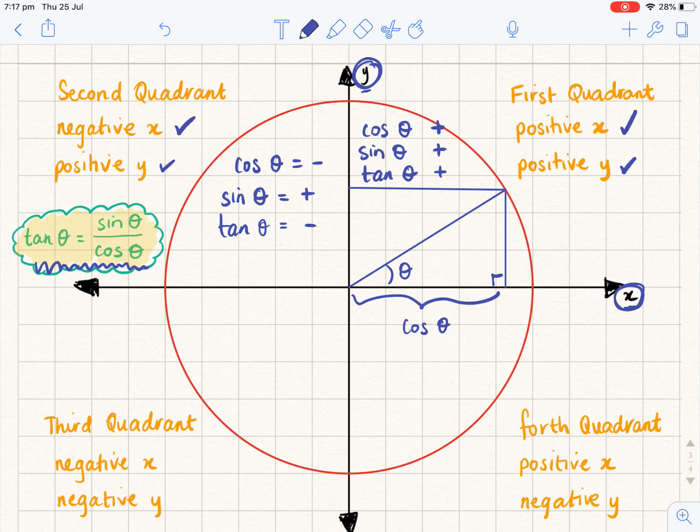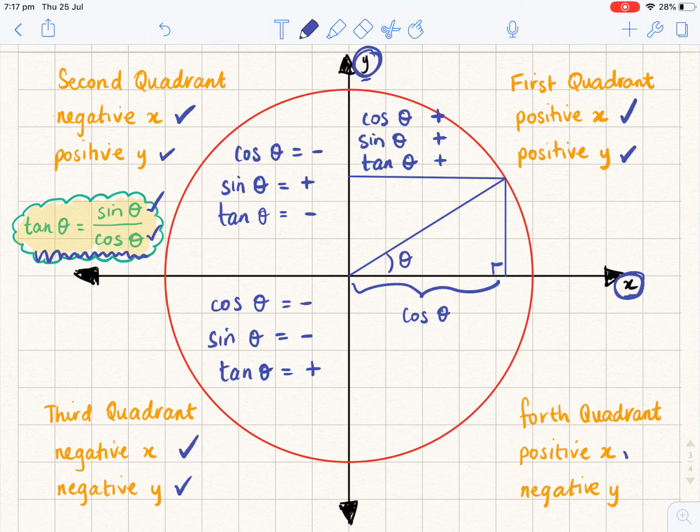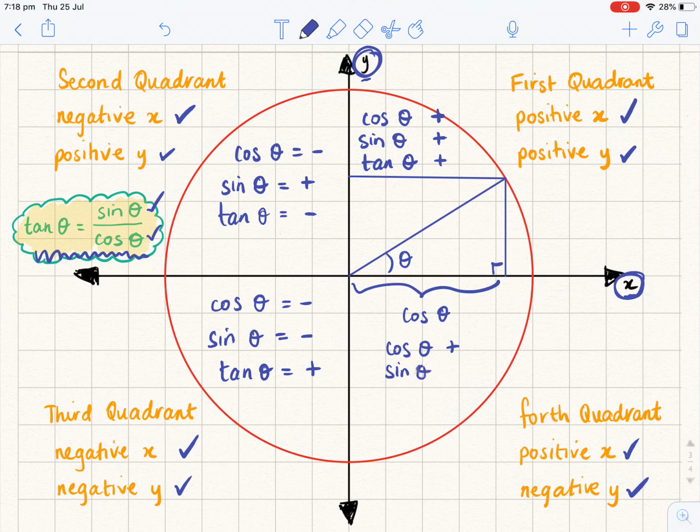In the third quadrant, the x value is negative, so cos theta is negative. The y value is negative, so sine theta is negative. And then sine divided by cos, a negative divided by a negative, will be a positive value. In the fourth quadrant, the x value is positive again, so we can say that cos theta is positive. The y value is negative, so sine theta is negative. And a negative divided by a positive for tan theta will be a negative value.